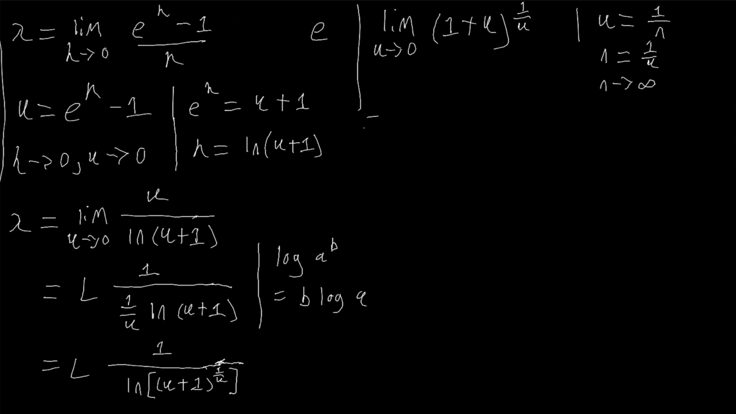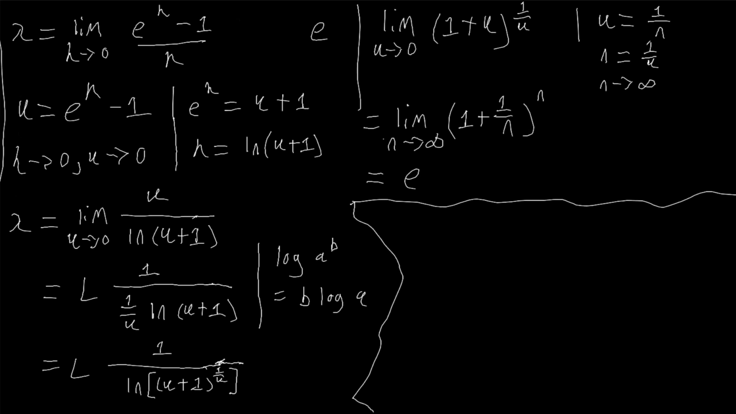We can now rewrite this limit as being the limit as n approaches infinity of (1 plus 1 over n) to the power of n. And this is our exact limit definition of e. That's very, very convenient.